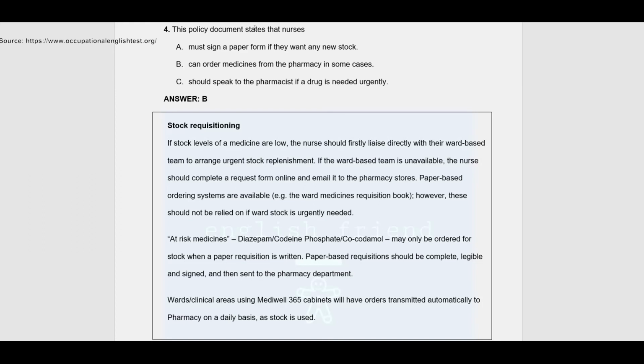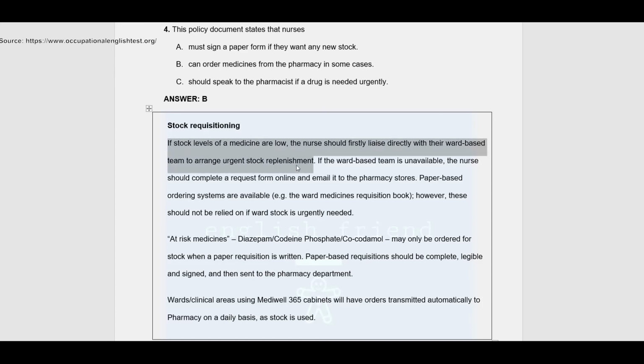Question number 4. This policy document states that nurses, here the answer is B, which says can order medicines from the pharmacy in some cases. As we start from the beginning portion of the paragraph, we may see if stock levels of a medicine are low, the nurse should first liaise directly with their ward-based team to arrange urgent stock replenishment.